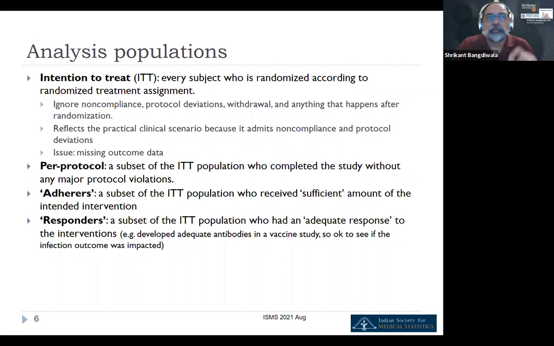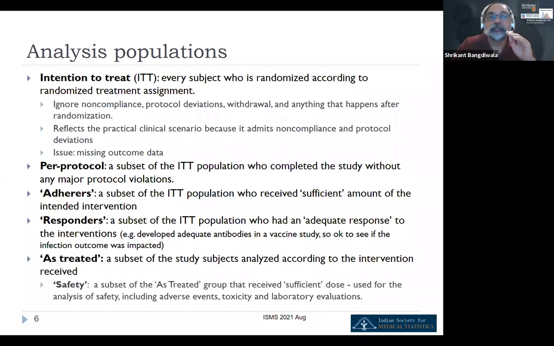So these are 4 groups so far that are subsets of the ITT population. There are 2 other groups that people often study that are different. They're not subsets of the ITT population. They're subsets of the study subjects. And that is the as treated and the safety subpopulation. So as treated is a subset of the study subjects analyzed according to the intervention received.